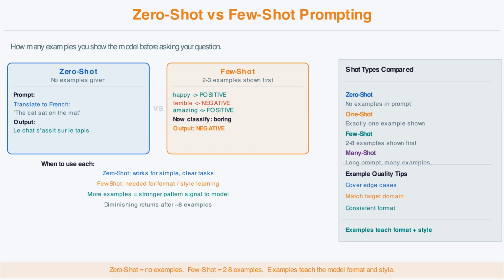Few-shot prompting means you prefix your question with 2 to 8 worked examples. You show the model input-output pairs that demonstrate exactly the pattern you want. This is particularly powerful when you need a specific output format, a particular writing style, or behavior that the model might not default to on its own. The magic of few-shot prompting is that the model uses your examples to infer what you want even for tasks it has never been explicitly trained on. More examples generally help, but there are diminishing returns after about 8 examples. Choose examples that cover edge cases and represent the variety in your actual input data.